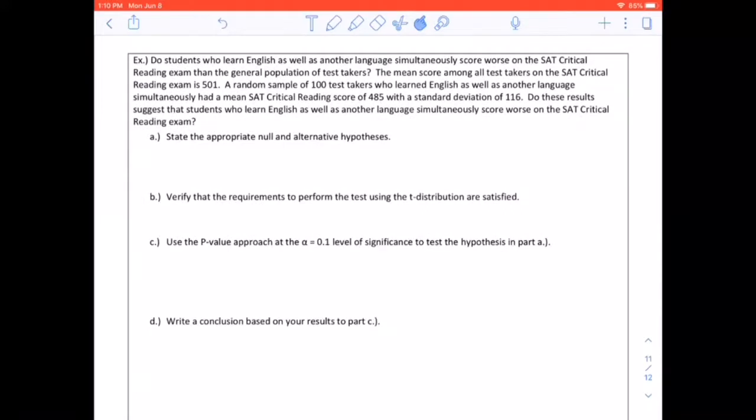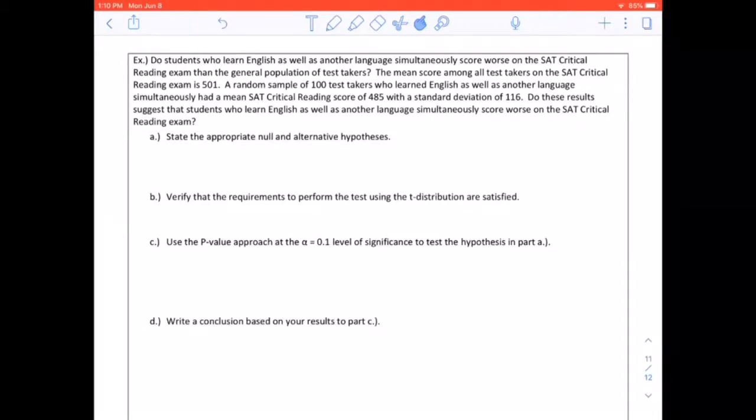The next example says, do students who learn English as well as another language simultaneously score worse on the SAT critical reading exam than the general population of test takers? The mean score among all test takers of the SAT critical reading exam is 501. A random sample of 100 test takers who learn English as well as another language simultaneously had a mean SAT critical reading score of 485 with a standard deviation of 116. Do these results suggest that students who learn English as well as another language simultaneously score worse on the SAT critical reading exam?